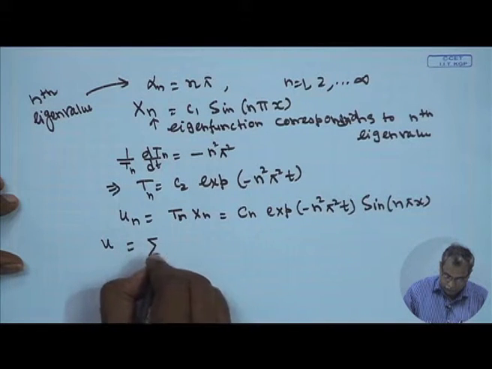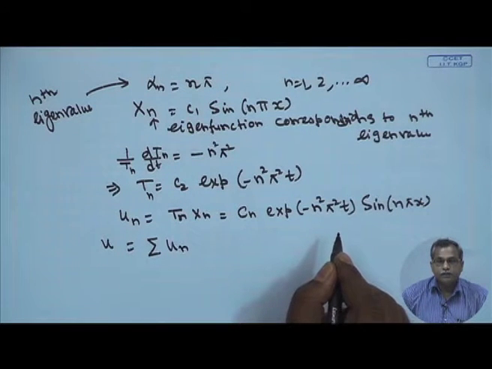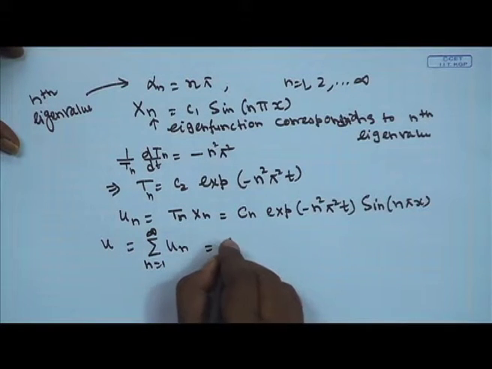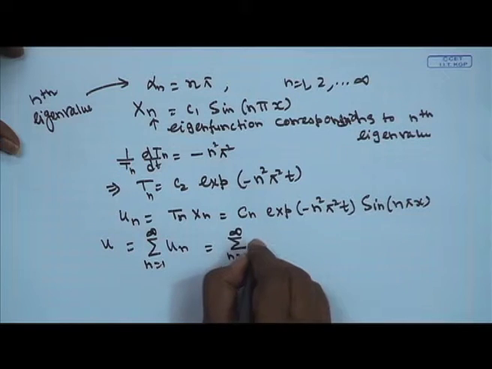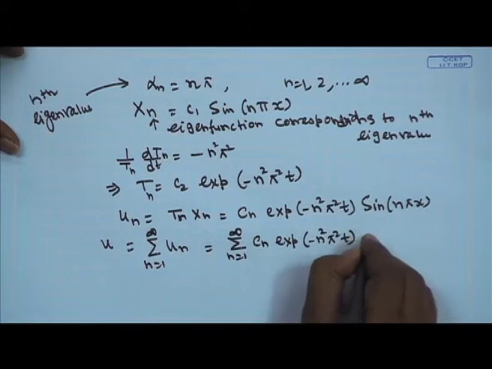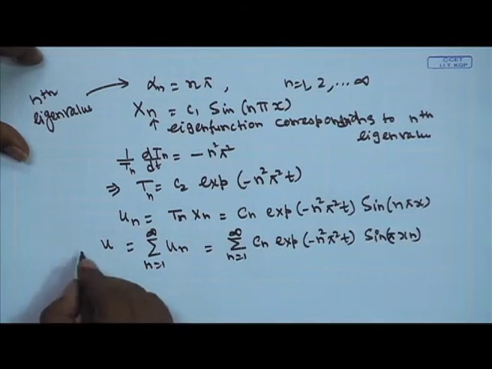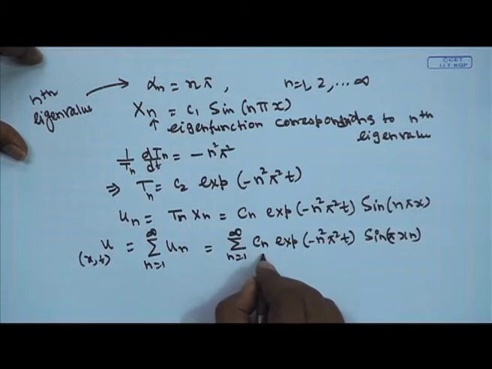So, what will be the complete solution? U will be obtained by superposing all these independent solutions. We will be adding up all the solutions corresponding to each eigenvalue and eigenfunction, and formulating the complete solution, with n equal to 1 to infinity. Therefore, this will be the summation n equal to 1 to infinity Cn exponential minus n square pi square t sine n pi x. That gives the complete solution in x and t. Only the constant Cn has to be evaluated.